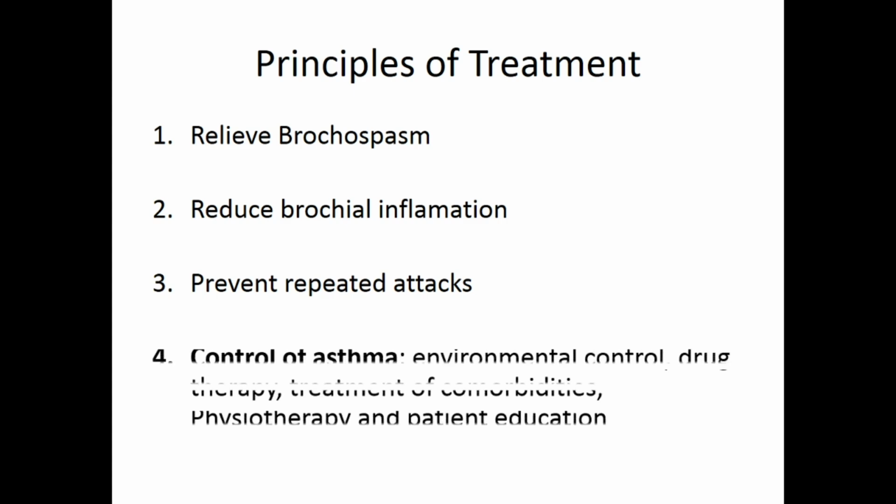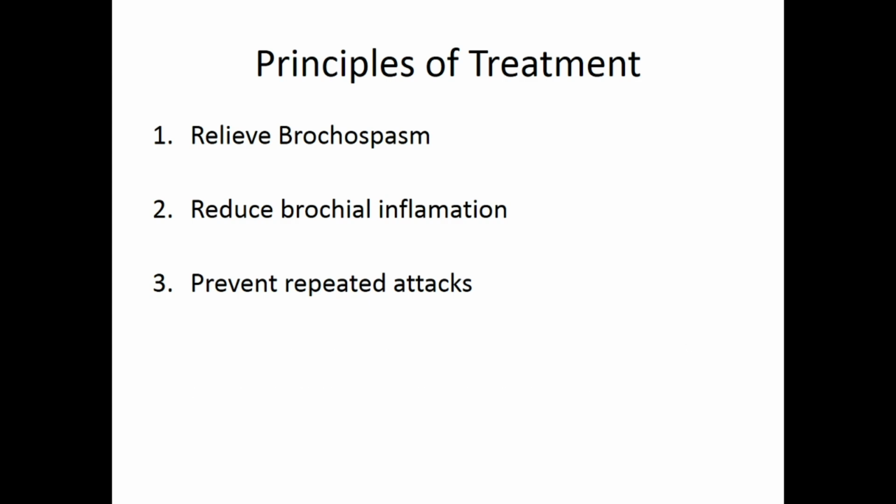If you want to control asthma, this is in the rehabilitation area. You want to control the environment: no smoking, no pollution. Then you can give drug therapy, and treatment of comorbidities in case the patient is suffering from diabetes or others. Then physiotherapy is a must, and patient education is important. So these are the principles of treatment for a patient suffering from bronchial asthma.